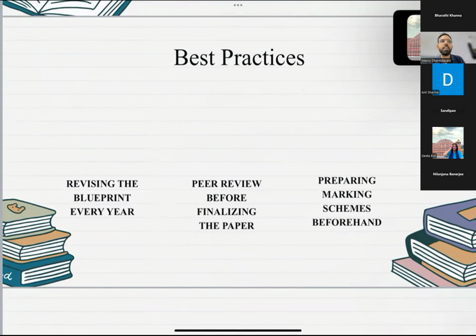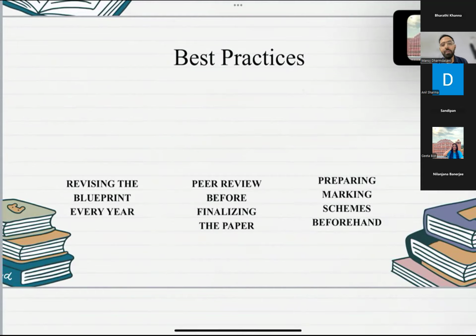Then peer review before finalizing the paper. This is the basic practice of our schools, like in Bhavans, I think, that we always used to discuss the paper with the colleague. And once the paper is done, we used to discuss the marking scheme as well with the colleague. So if there are any differences of opinion, we should come to the point and finalize these differences of opinion, so that it should not create any problem in the answer sheets or in the marking scheme.